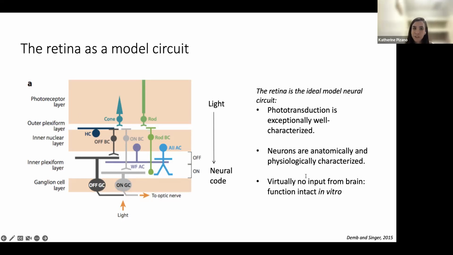Now, apart from this vertical excitation, there's also lateral inhibition in the retina, involving input from both horizontal cells, shown here, as well as amacrine cells. Horizontal cells are thought to help tune signaling from photoreceptors to bipolar cells, while amacrine cells help tune signaling from bipolar cells to ganglion cells.